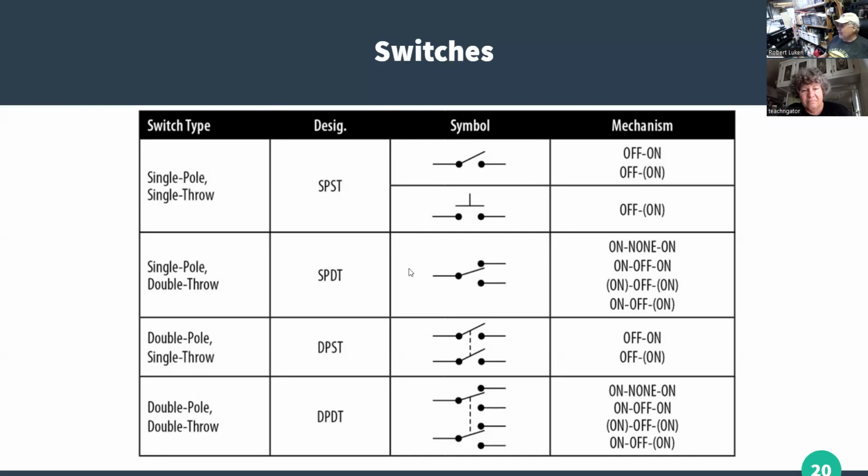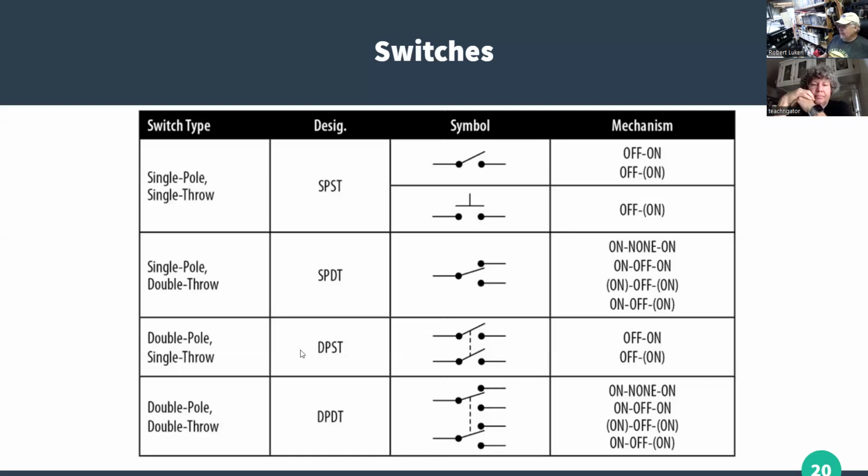You can have a single pole, double throw, which means I have one circuit that can connect to two others, either this one or this one. So it's no longer off or on. It's either connected to A or it's connected to B. There are some versions where you could have an off in the middle position, but we don't talk about those.